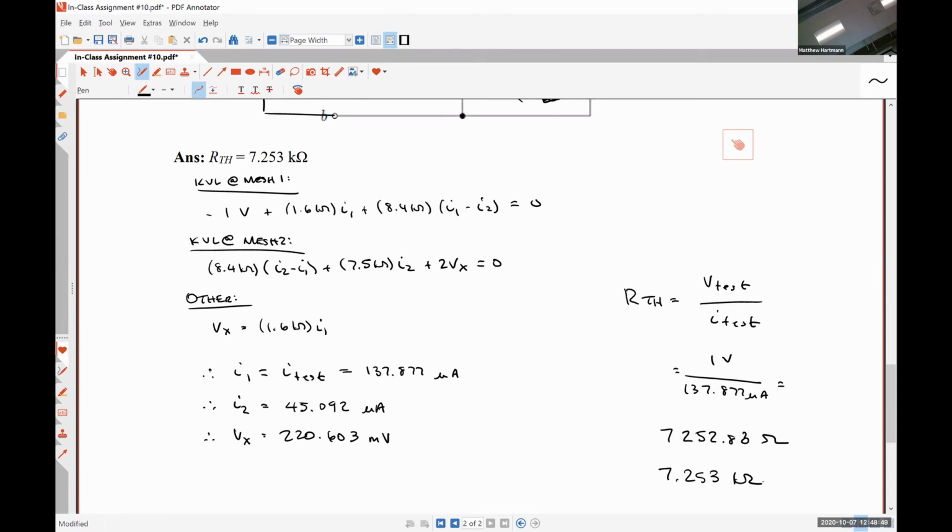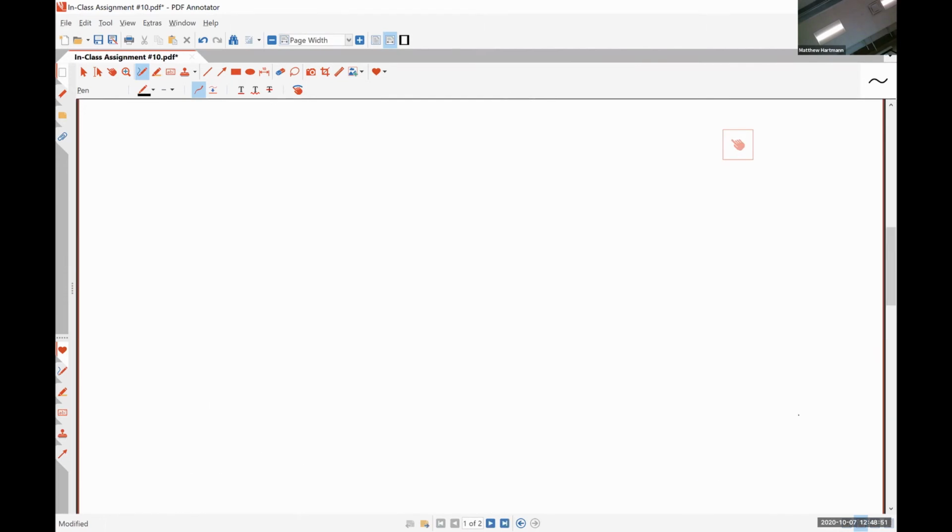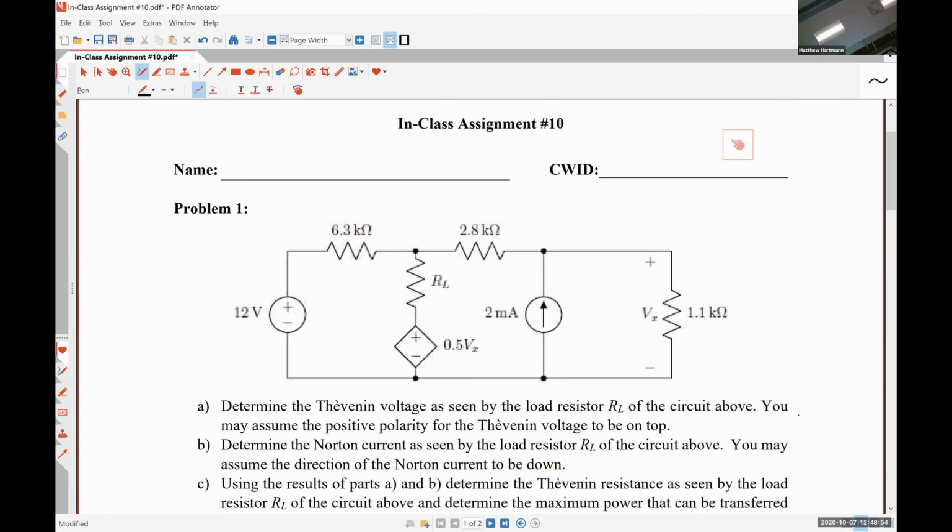One thing that I do want to point out, in this first problem here, we could use the test source method to determine the Thevenin resistance of this network directly, instead of using the ratio. The Thevenin resistance is V Thevenin divided by I Norton. Whenever you're using the test source method, you have to be looking at a dead network, meaning all of the independent sources are off. So that rule still applies from Thevenin and Norton's theorem.